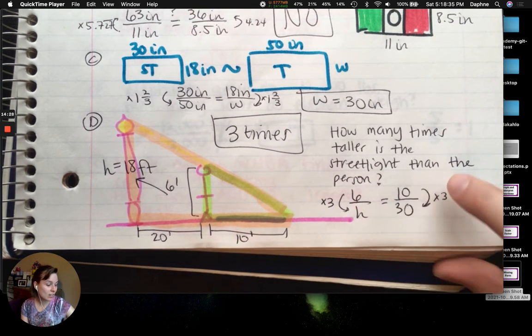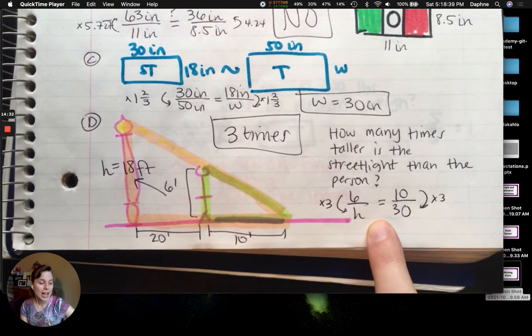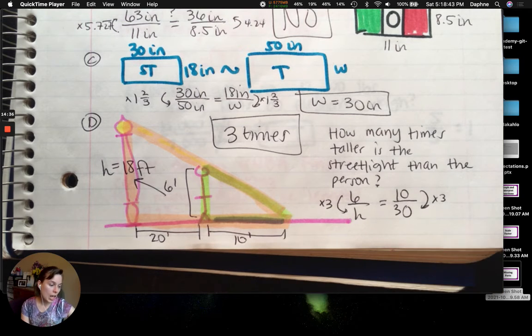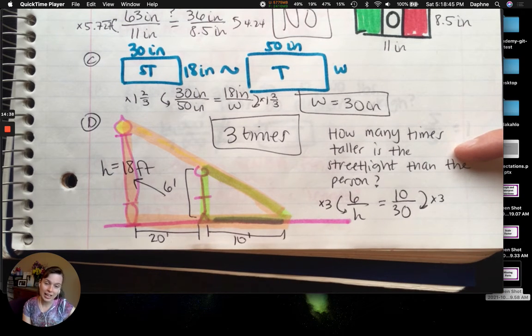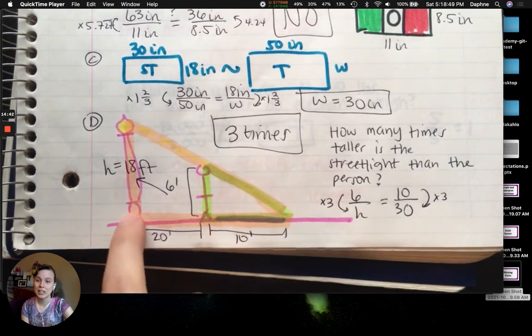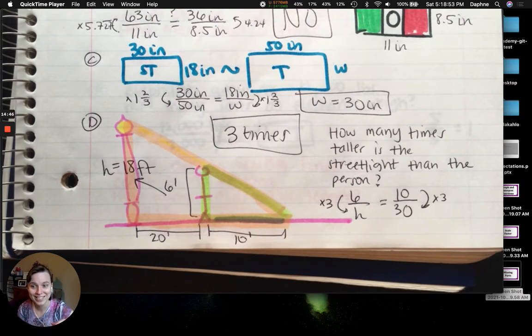So 10 times 3 gives you 30. So 6 times what gets you H? H is going to be 18 feet. To actually answer the question, how many times taller is the streetlight than the person? The answer would be 3 times because this lamppost is 3 people tall. Again, not to scale. So now you know what not to scale means, even though this would be to scale.